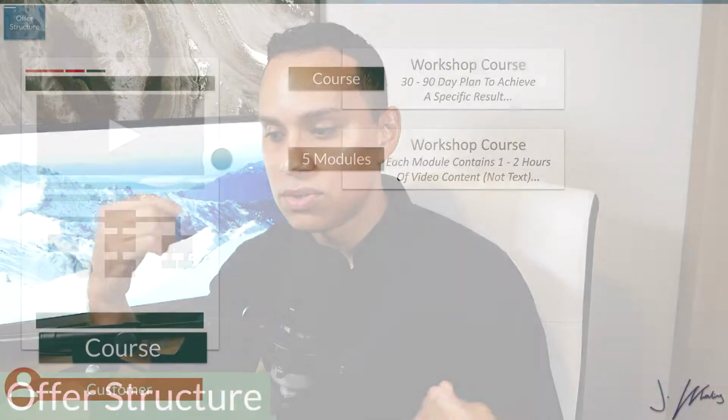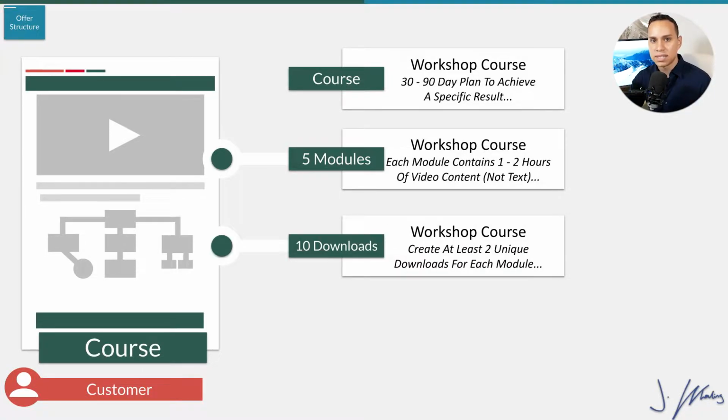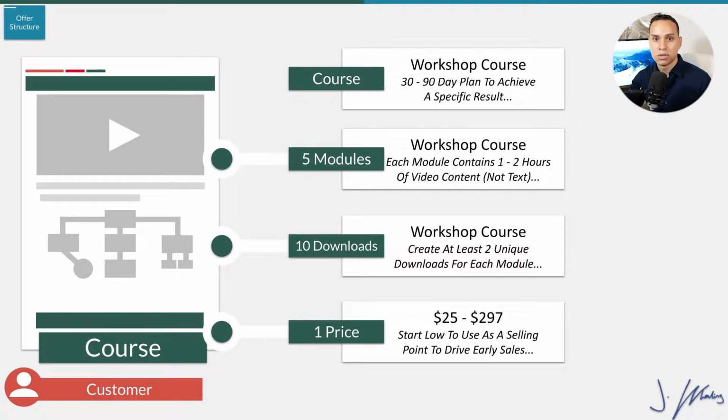Now, when it comes to what's really going to differentiate your offer versus free stuff they might find on YouTube or Udemy is downloads. So we'll get to how to create these downloads, but essentially you want 10. Yes, I know that sounds like a lot, but you're going to want 10 downloads, at least 2 per module. And then you're going to sell your new course anywhere from $25 all the way up to $297. Once you cross the $300 threshold, you start having to do a lot more marketing and sales tactics. And so it's not the best place to start as a beginner.